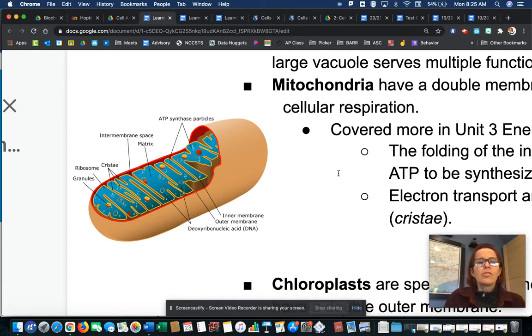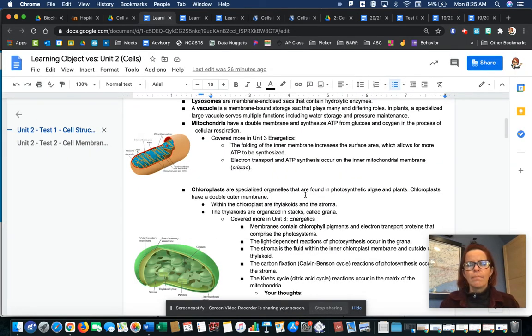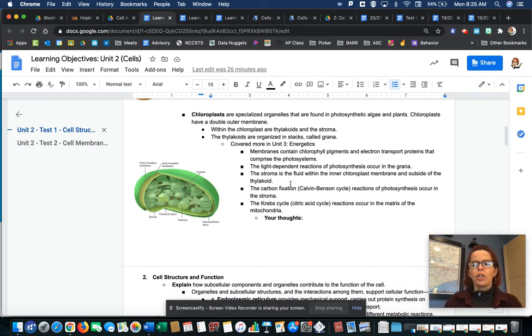And that increases surface area where these reactions are going to take place, which we will learn much more about, making the ATP in the mitochondria. And then electron transport and ATP synthesis occur. You're going to learn what electron transport is a little bit later, not yet, on the inner mitochondrial membrane called the cristae. All right.